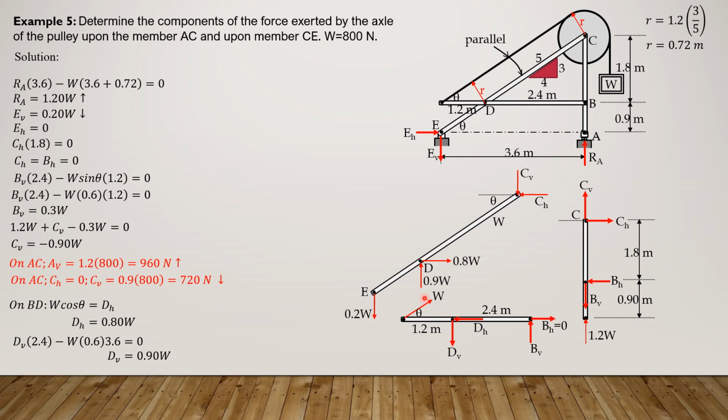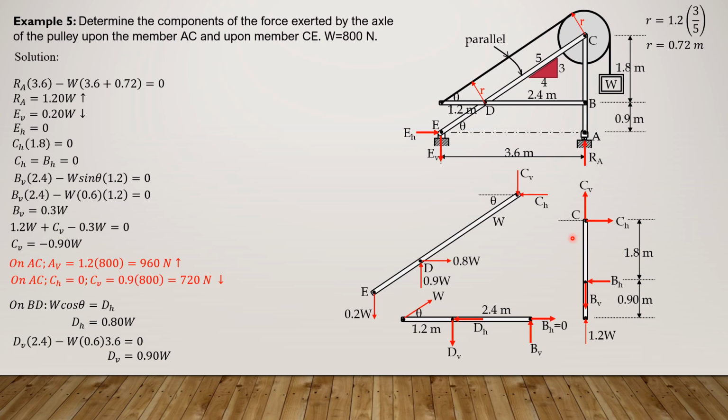So we have now transmitted 0.9 W upward for D sub V. Then this is 0.8 W from this member. So when transmitted to the other member, it is now 0.8 W to the right. So these are the component reactions at C due to the force exerted by the axle of the pulley upon this member CE.